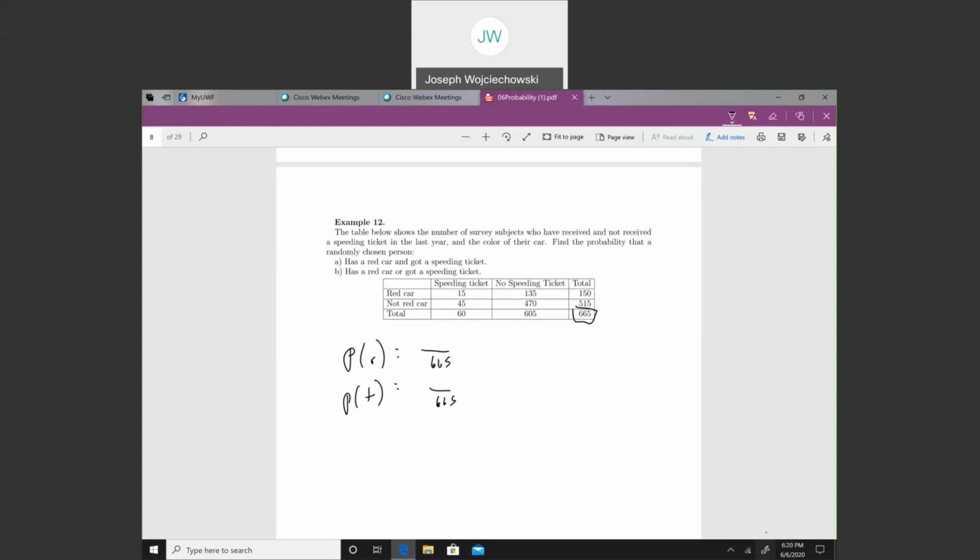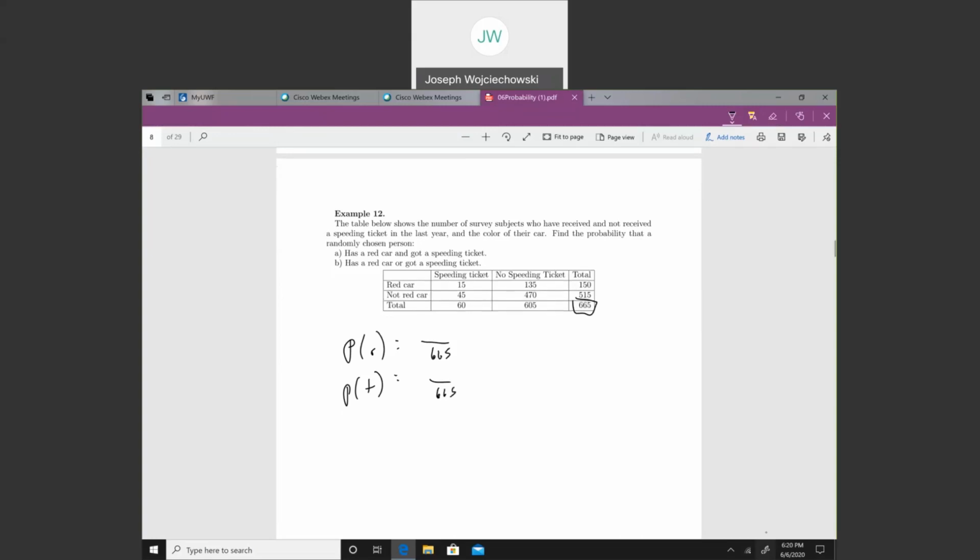What's the probability they have a red car? How many red cars do we have? 150? What's the probability they got a speeding ticket? Well, we had 60 of them. So A, red car and a speeding ticket. The probability of red car and ticket.